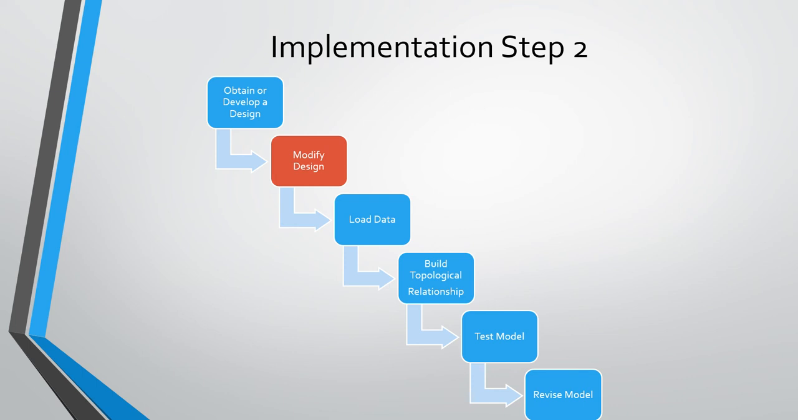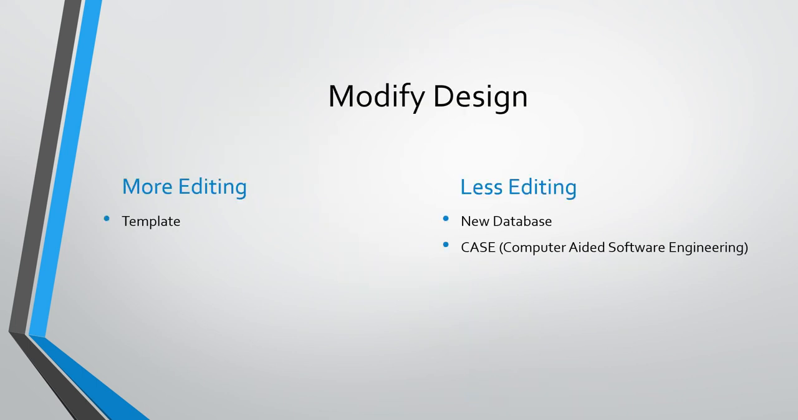Implementation step 2, modify the design. So with the template, you'll have more editing. Do I need this data? Do I not need this data? What all data do I have exactly in this? As opposed to a new database where you start from scratch and you decide what data goes into it, and it's pretty clear on what data is in something new than something maybe used 3 months ago or a year ago. Also, you could use CASE, or computer-aided software engineering.